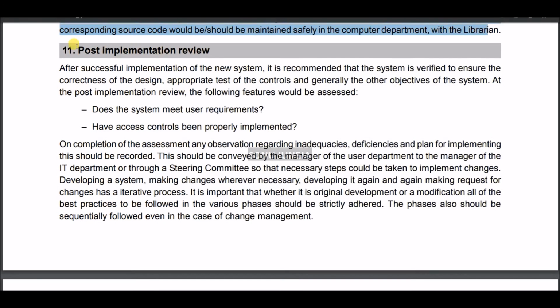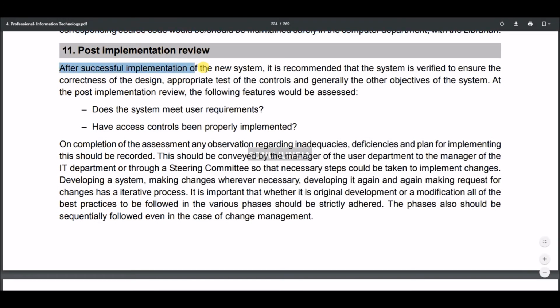Post implementation review. After the successful implementation of the new system, it is recommended that the system is verified to ensure the correctness of design, appropriate testing of the controls and generally the other objectives of the system. At the post implementation review, the following features would be assessed. Does the system meet the user requirements? Has the access control been properly implemented?